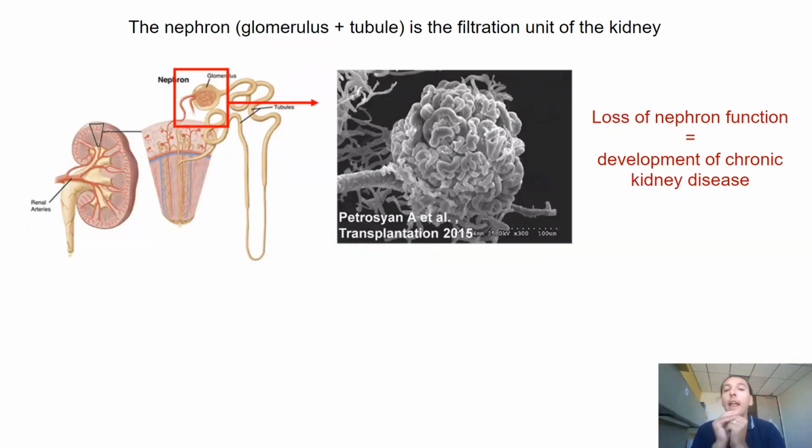In the kidney, the nephrons are the filtration unit of the kidney, and they are composed of glomerulus and tubules. In adults, there is no new nephron formation, and that means that loss of nephron function leads to development of chronic kidney disease, a condition that affects about 14% of Americans.